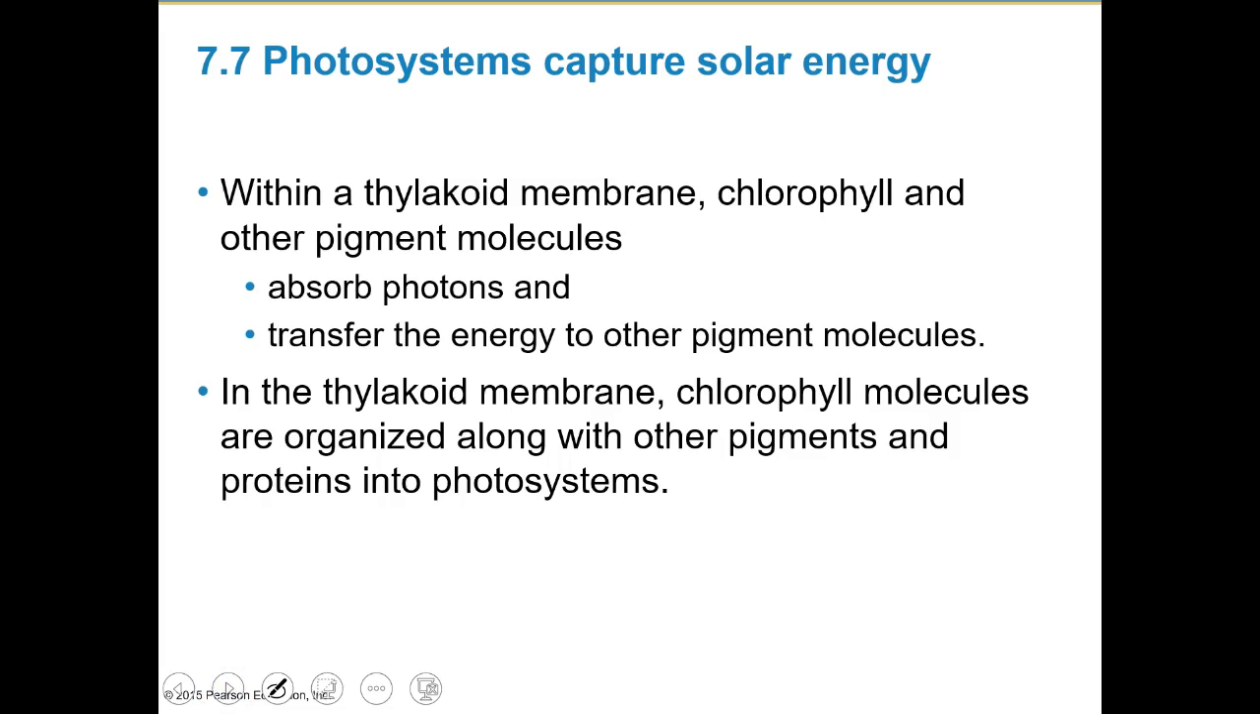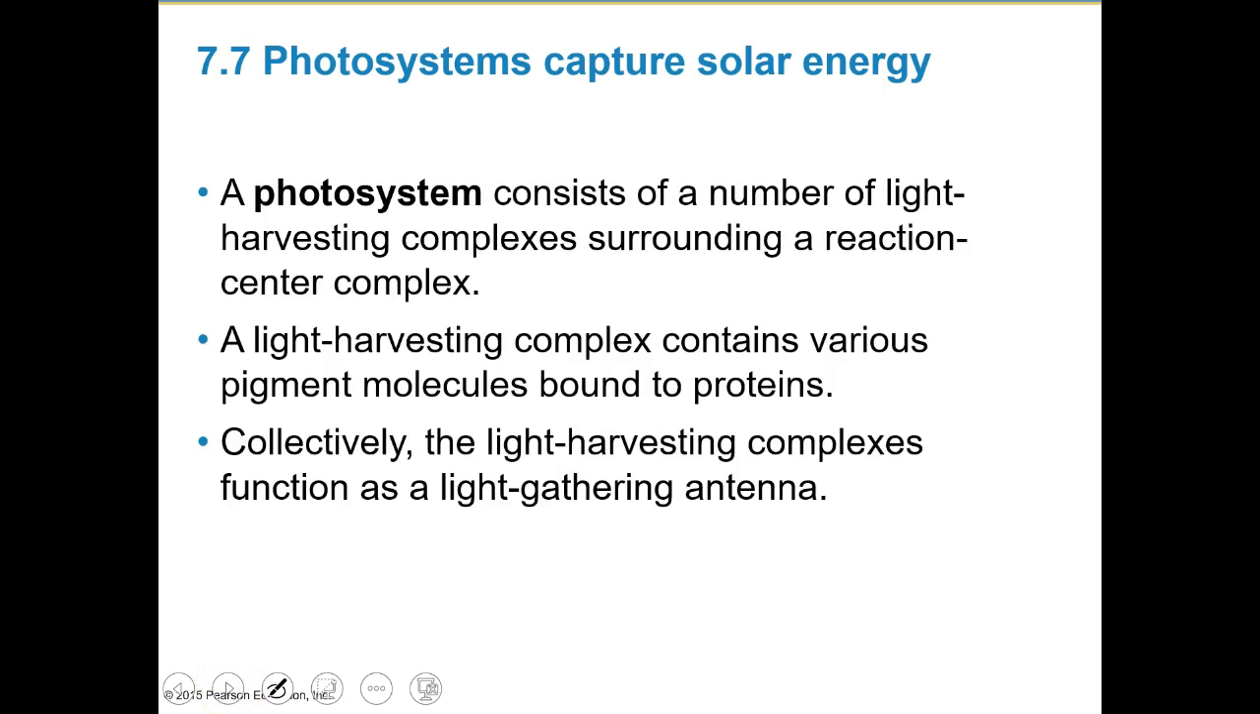Okay, so within a thylakoid membrane, chlorophyll and other pigments absorb photons and transfer the energy to other pigment molecules. So it's going to be a lot. We're going to talk about photosystems. These are light systems that consist of a number of light harvesting complexes that have a reaction center. The complex contains various pigment molecules bound to proteins. Collectively, the light harvesting complexes function as a light gathering antenna. They focus it into one spot. And it's really easy to remember, it's a photosystem because it's a light system.